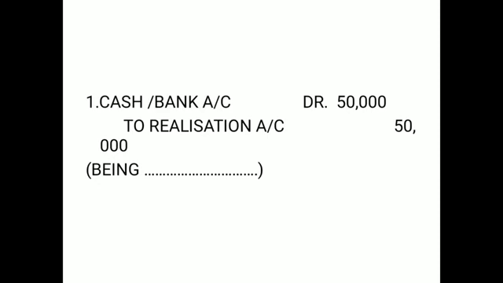Cash and bank account debit 50,000 to realization account 50,000. Being 50,000 realized for goodwill. Now the question arises: why haven't we closed the goodwill account? Yes, the way we are doing in each and every transaction, that is realization account debit to asset, which is land and building, investment, fixed assets, current assets. So similarly it should be the case here.